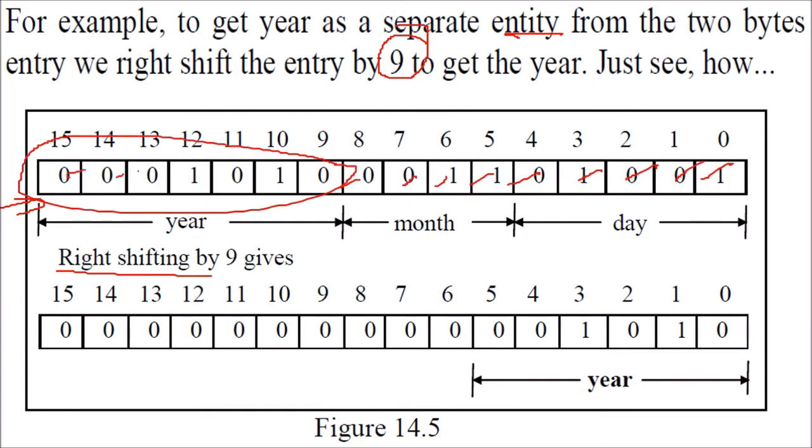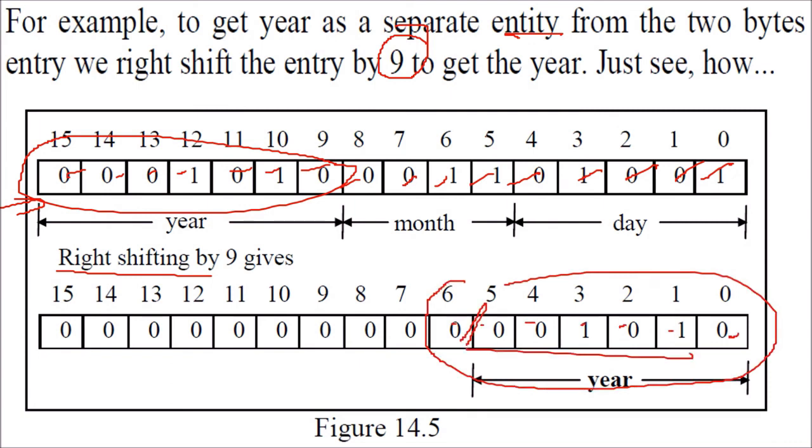This is how many? 1, 2, 3, 4, 5, 6, 7. And these are your year. From this point to this point, you get the year.